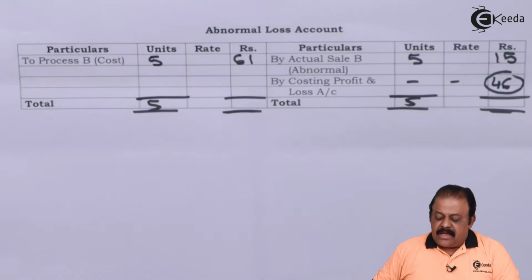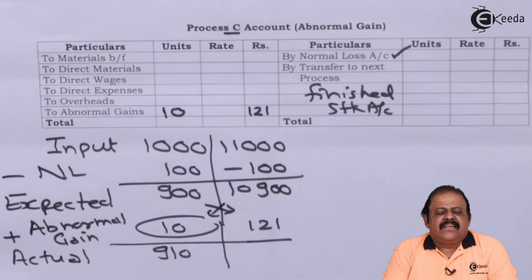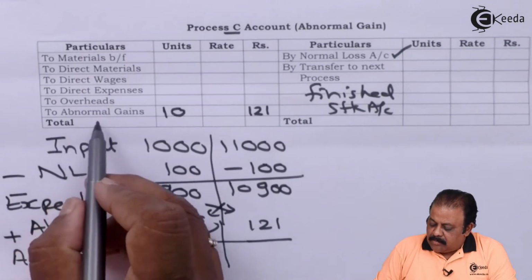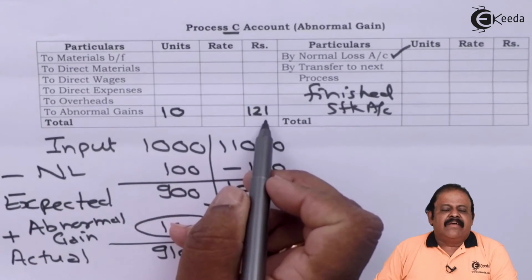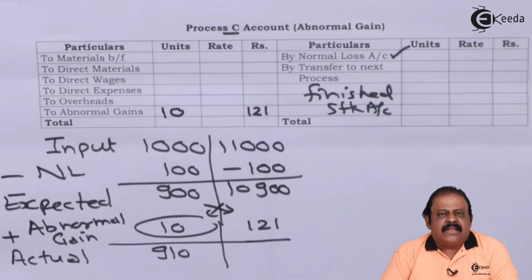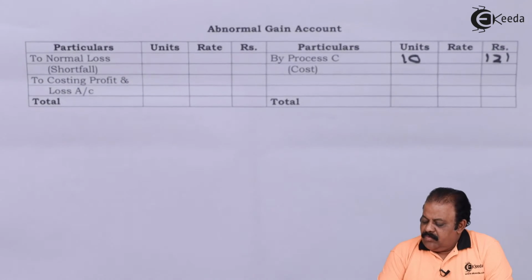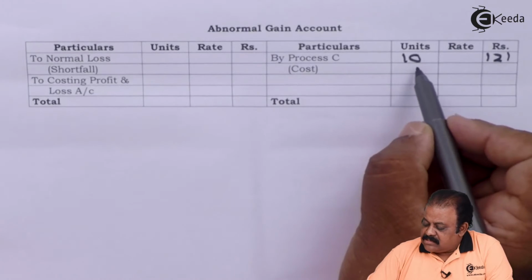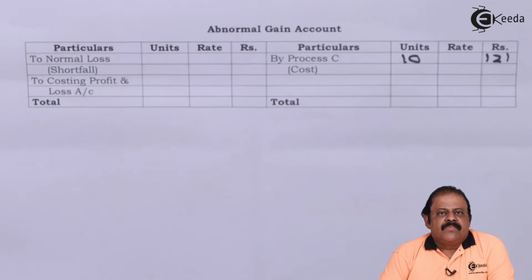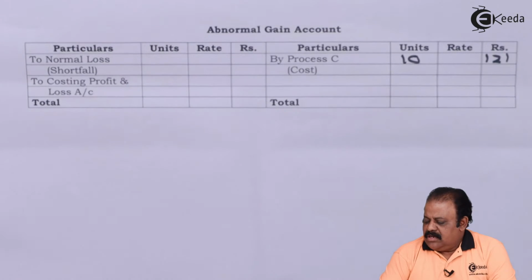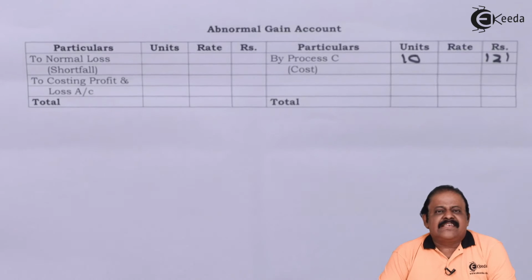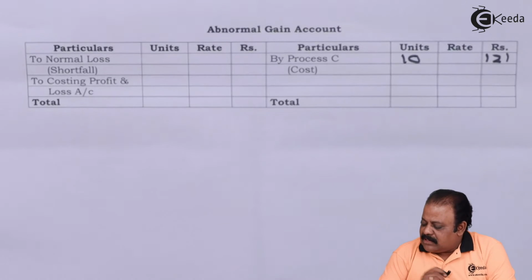Finally, now abnormal gain account. In process account, abnormal gain is recorded on debit side. To abnormal gain 10 units, value is 121. So when we prepare abnormal gain account, this will be credited to abnormal gain account. So here we have credited to abnormal gain account 10 units and its value is 121. Now in that case, suppose scrap value of normal loss unit of that particular process is, say, suppose 2 rupees per unit.